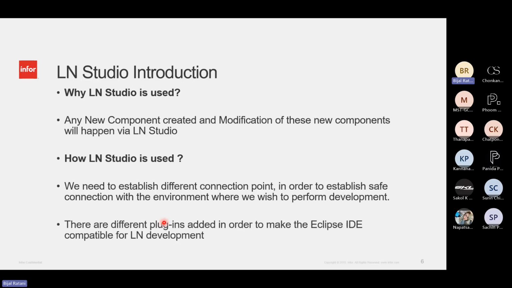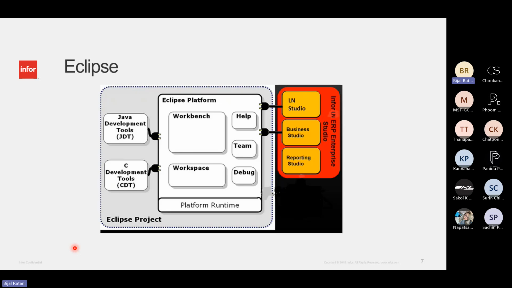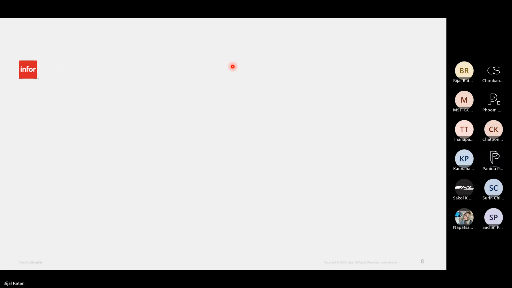Now, like I explained, LN is a different application. LN Studio is an Eclipse based application. In order for Eclipse to work with LN, we integrate some plugins. This is just information, not needed in detail. This is again the architecture form. These are the plugins attached to the Eclipse platform so that it is compatible for LN development.